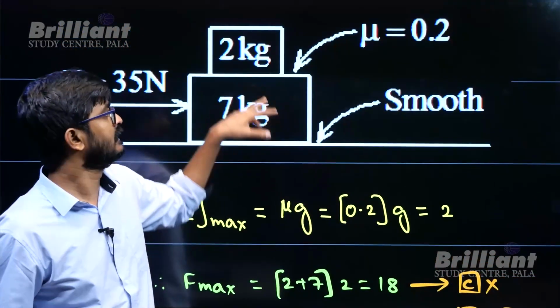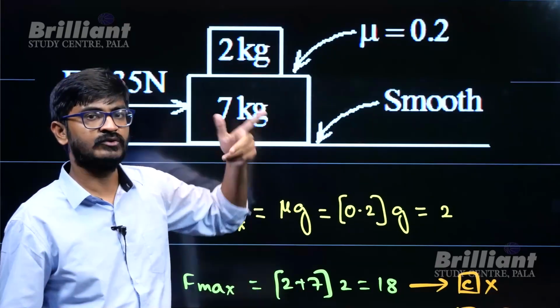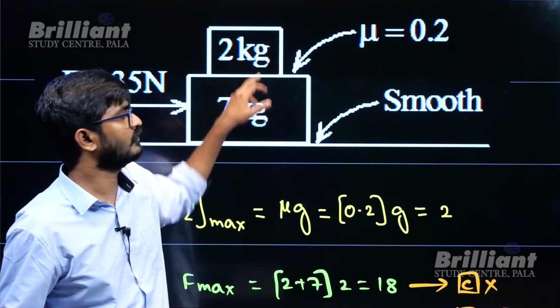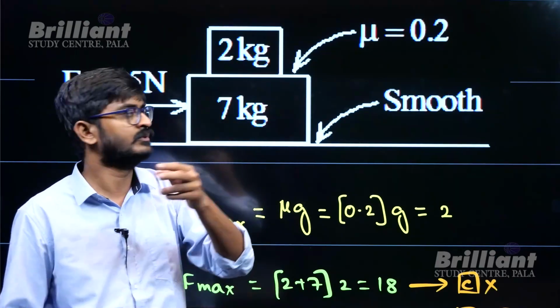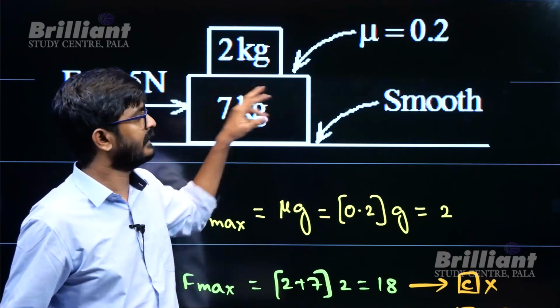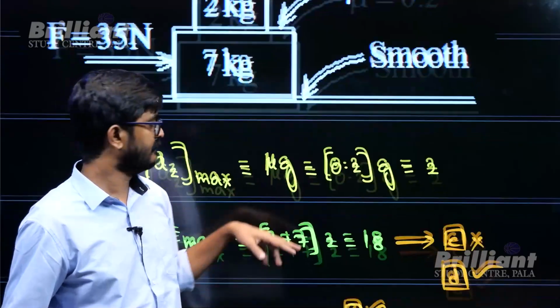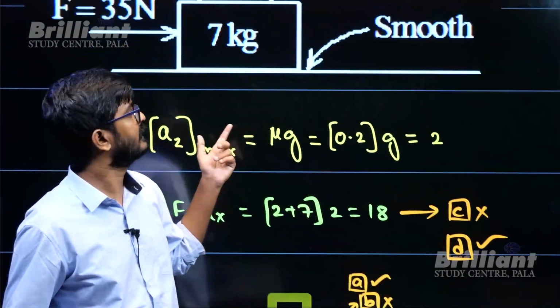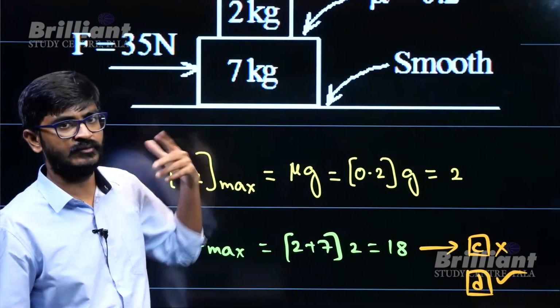So what does that mean? Till their acceleration is 2, they can move together. So with what maximum force can I push so that they will move together? They can move together only with the maximum acceleration 2. So 2 plus 7, 9, 9 into 2, 18, that is m into a. So till I apply 18 Newton, they will be moving together, but when I apply more than 18, they won't be moving together.